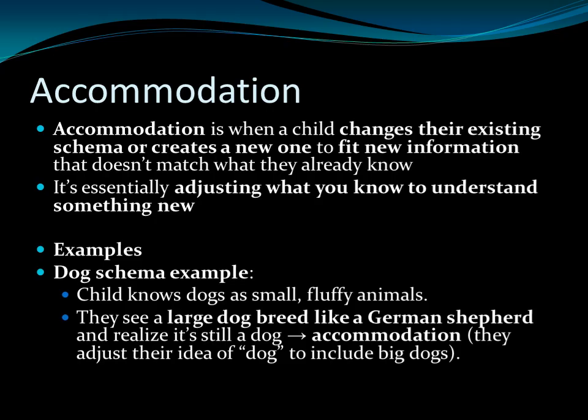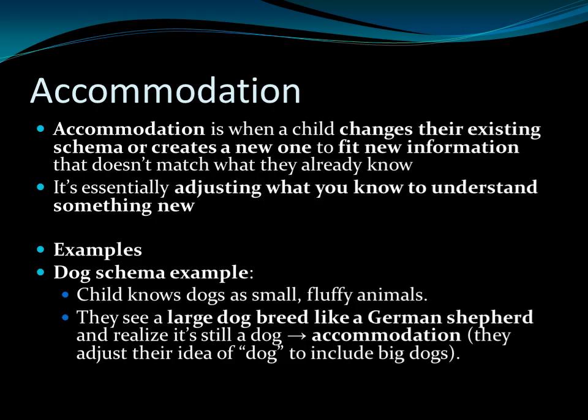For example, in the example that we gave, the child knows that dogs are small, fluffy animals, they bark, right? Then the child sees a large dog breed, let's say now the German Shepherd, and realizes it's still a dog. So that is accommodation. They adjust their idea of a dog to include the big dogs also.